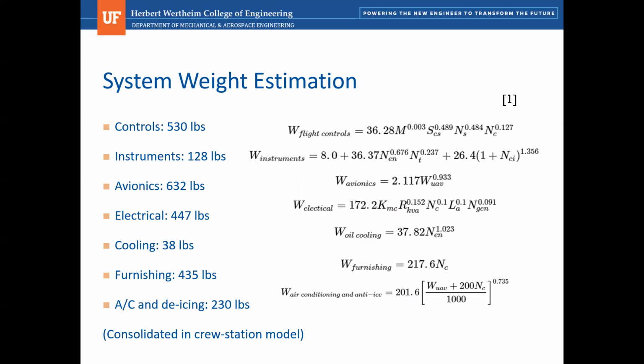Using equations derived in the textbook, we were able to obtain generous weight estimates for an assortment of subsystems, which were ultimately accounted for by altering the density of our cruise station model to match the total weight of the cruise station and the subsystems. We found a subsystem weight for controls of 530 pounds, instruments comprised about 128 pounds, 632 pounds for avionics, 447 pounds for electrical, 38 pounds for cooling systems, 435 pounds for furnishings, and around 230 pounds for air conditioning and de-icing.